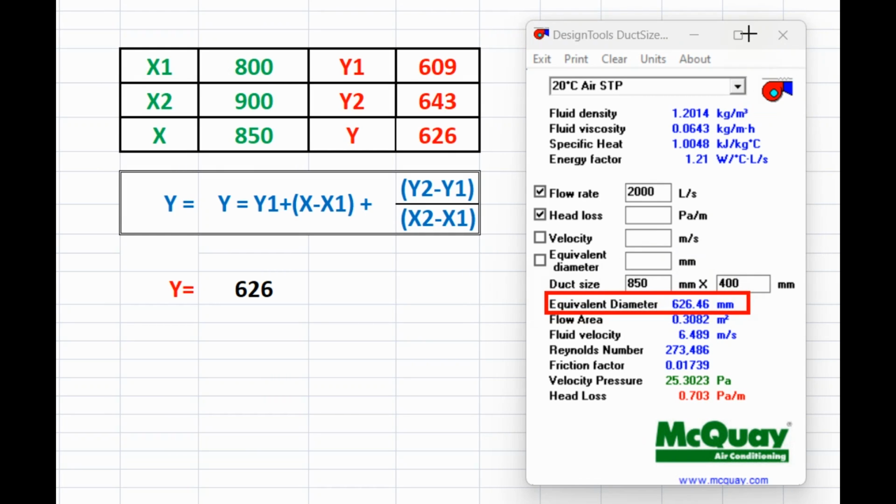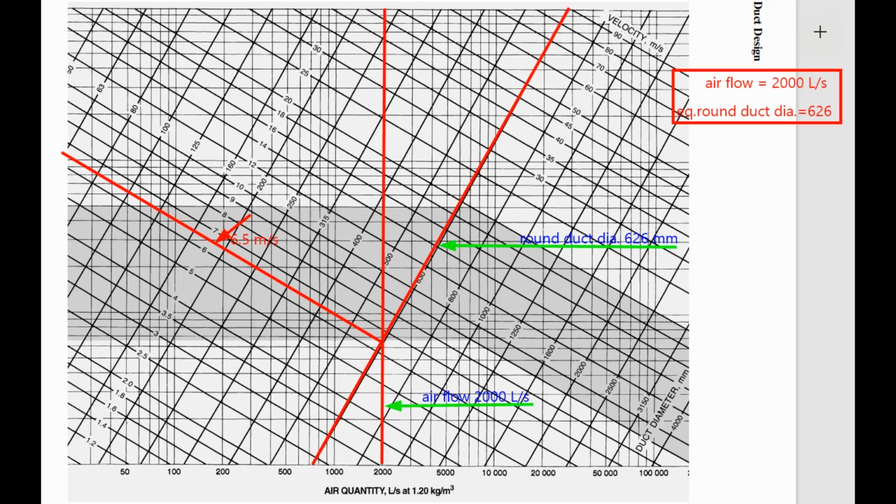The equivalent diameter value is 626. Airflow is 2000 liter per second and the equivalent round duct diameter value is 626. Here we draw a line for 2000 liter per second, a straight vertical line. Then these lines are for round duct diameter: 400, 500, 630. So we draw a line for 626 millimeter.